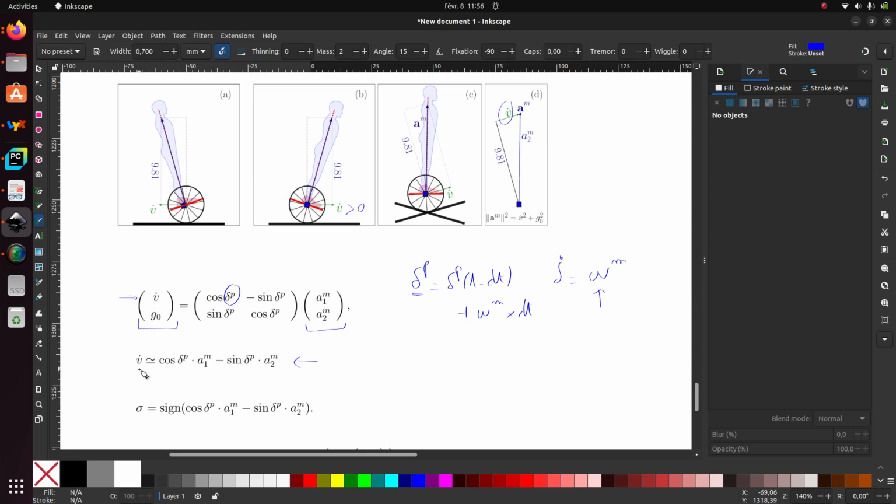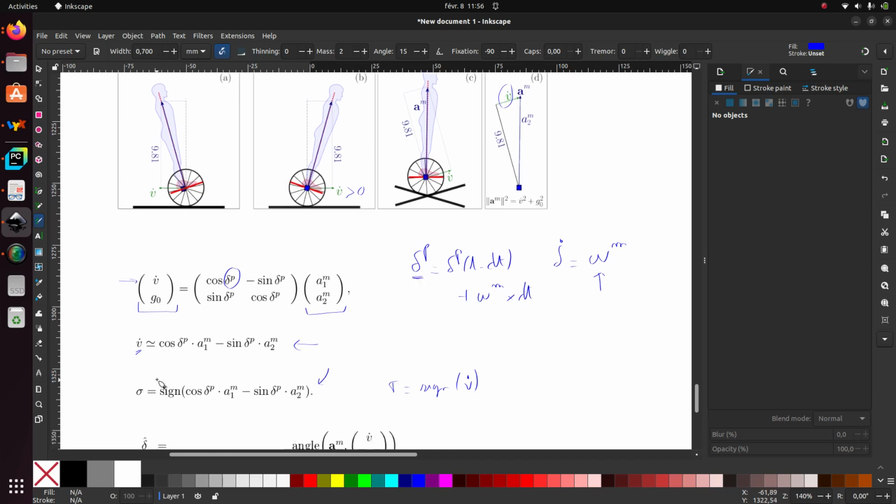But I will try to only use this one to determine the sign, and sigma will be the sign of v dot. Since I have an approximation of v dot given here, I will have a quite reliable estimation of this sign I want.